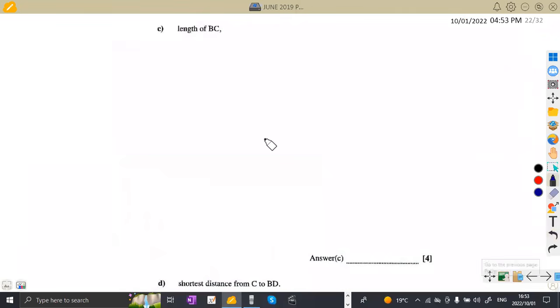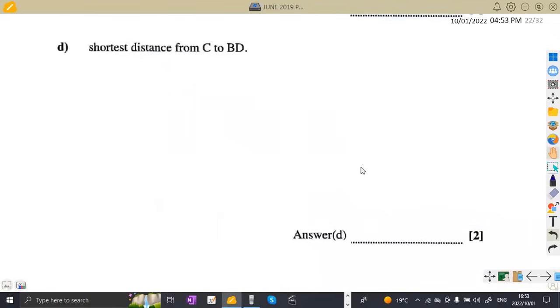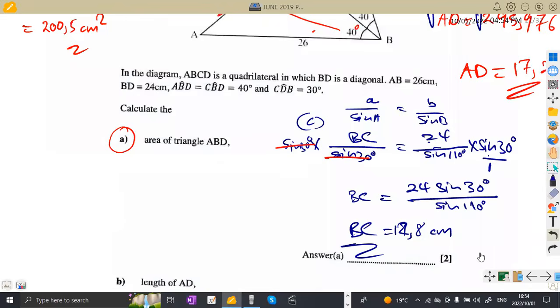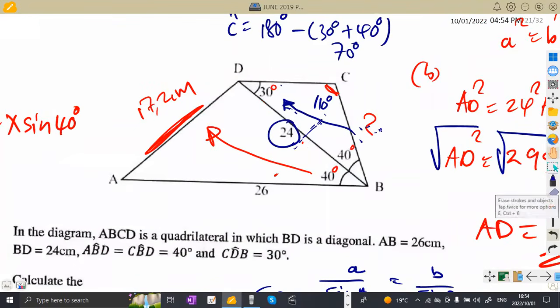Let us see part D now. All right, so this one you're done. Let's move on to part D. The shortest distance from C to BD. Take note where we are coming from, C to BD. Remember, I always say the shortest distance is the distance that you're going to take, which is at 90 degrees from the point. So I talk about the shortest from C to BD, which means it's taken from C here to BD directly. It must be at 90 degrees.